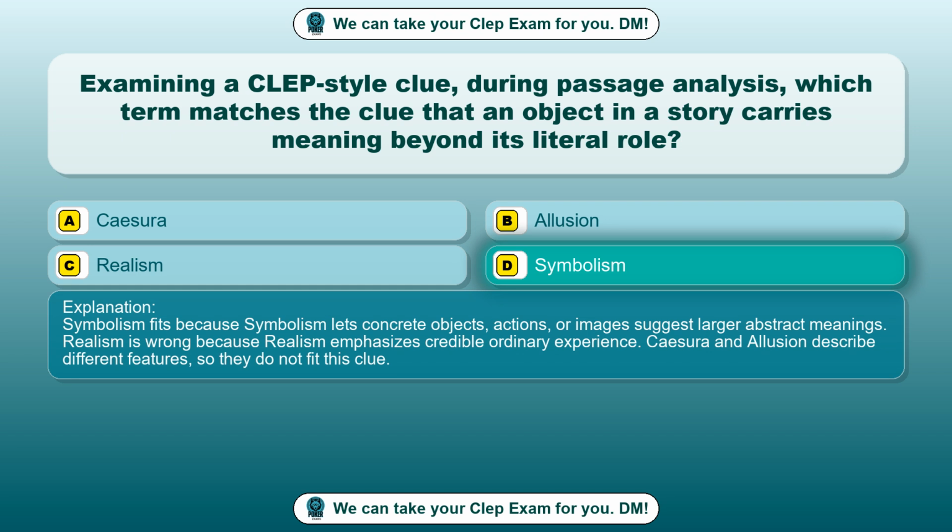Symbolism fits because symbolism lets concrete objects, actions, or images suggest larger abstract meanings. Realism is wrong because realism emphasizes credible ordinary experience. Caesura and illusion describe different features, so they do not fit this clue.